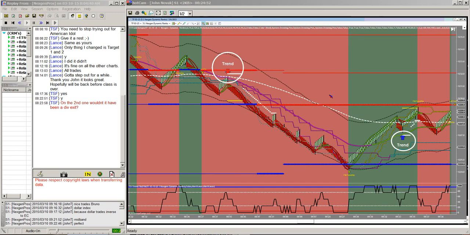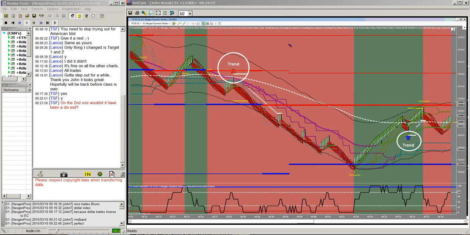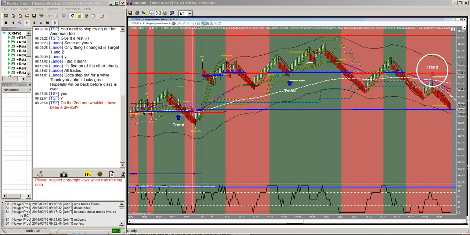You guys see how that works? All right, so we go back again, trend trade, again with potential, right? On the correct side of everything with the potential.